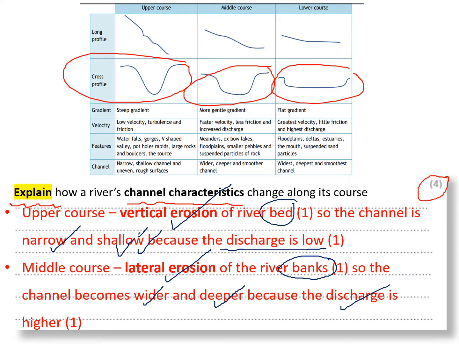The really important bit for this, guys, is that you've mentioned vertical erosion and lateral erosion. Vertical erosion affects the river bed. Lateral erosion affects the river bank. I haven't included the lower course in here. You might have liked to do that. It's slightly more complicated because we have deposition there. Green pen your work, give yourselves a mark out of 4.